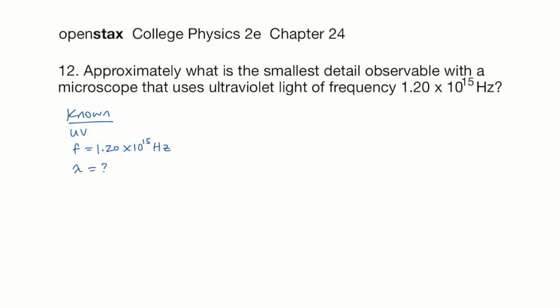So what is lambda? We said it is UV light, and so it's an EM wave, and so c equals lambda f. We need this to say lambda equals, so we divide both sides by f, and we get the speed of light divided by the frequency f.